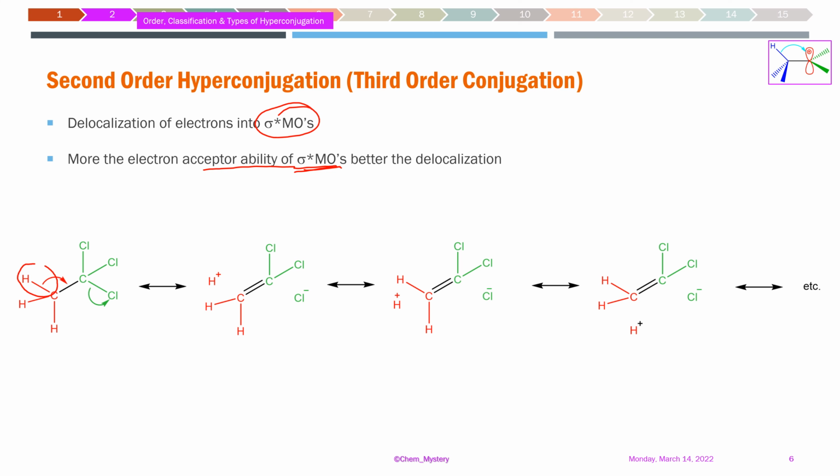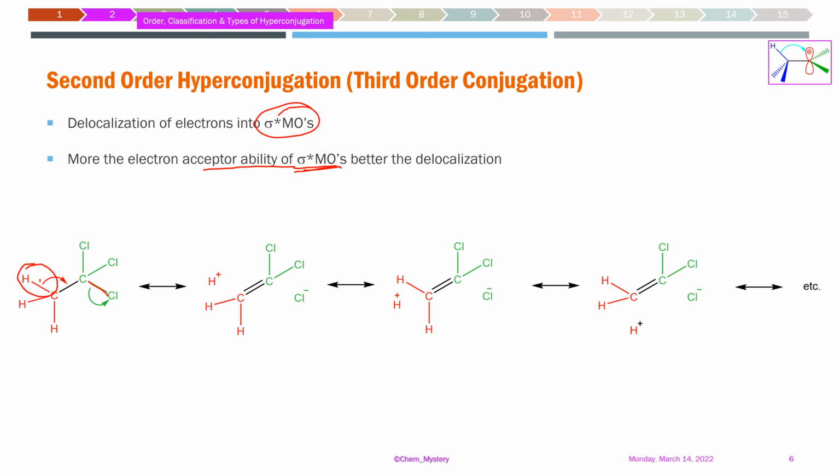There will be one sigma antibonding molecular orbital along this particular bond, a sigma star antibonding molecular orbital. Because the carbon chlorine bond has a relatively greater electron withdrawing nature, just like the bonding molecular orbital electrons are more towards chlorine, the antibonding molecular orbital will have much more tendency to receive electrons. The electron acceptor ability of the sigma star molecular orbital is much better in the carbon chlorine bond, and the carbon hydrogen bond has relatively electron donor ability.